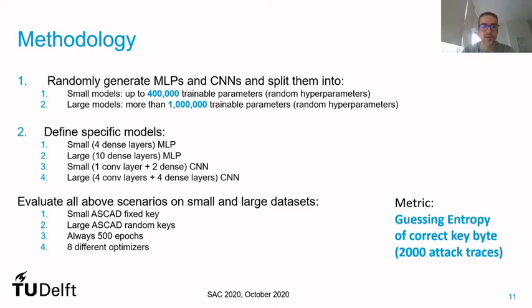We always train the neural networks for 500 epochs, and we always test 8 different optimizers. And also for each epoch, during each training process, we compute the guessing entropy of the correct key byte by processing 2,000 attack traces.